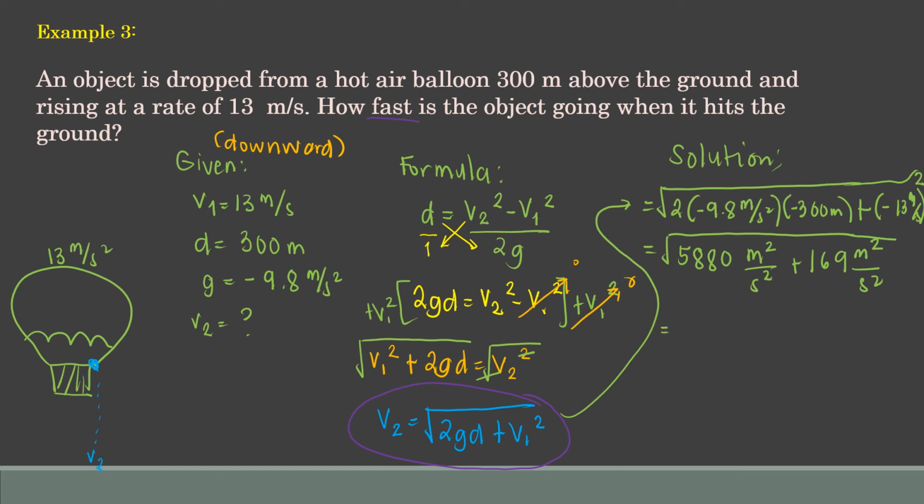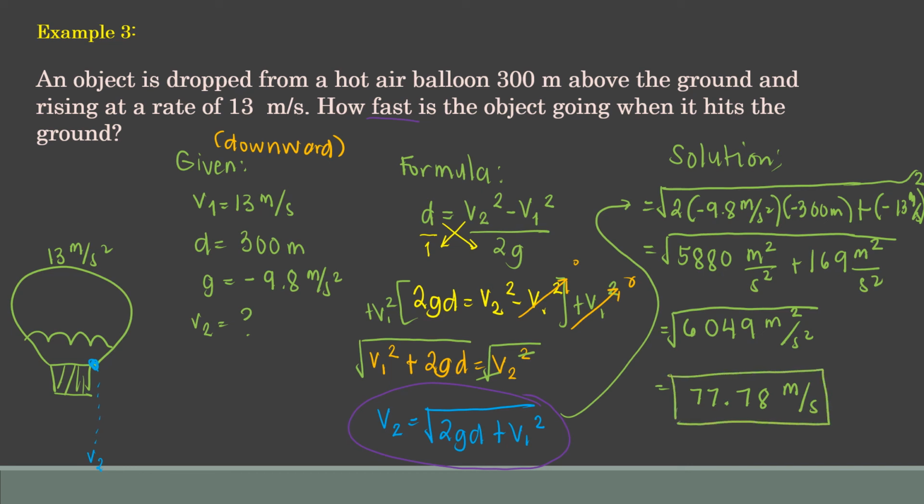Simplifying, getting the sum of 5,880 and 169, you will have 6,049 meters squared per second squared. If we get the square root of 6,049, our final velocity will be 77.78 meters per second. Okay, so there.